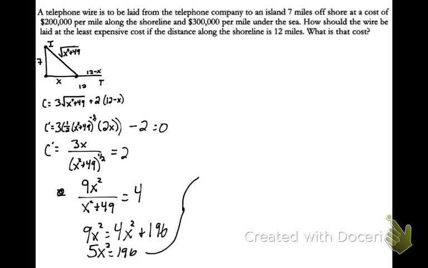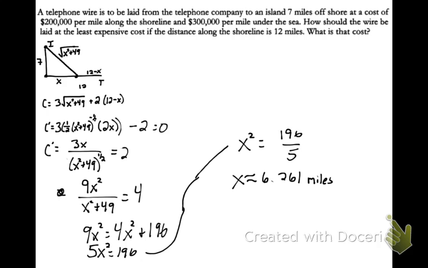Well, x squared will be 196 over 5, which means x is about 6.261, and this will be miles. So I want to go over 6.261 miles, or a little bit past the middle, to minimize the cost of this entire situation.